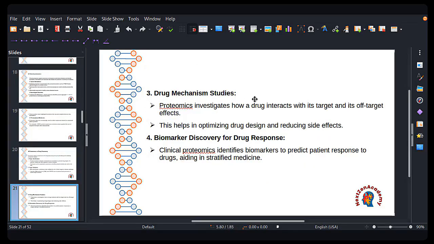Then, drug mechanism study. We can study the drugs. Proteomics investigates how a drug interacts with its target and its off-target effects. We talked about protein-protein interaction; protein-drug interaction we can study, right? This helps in optimizing drug design and reducing side effects. Then biomarker discovery for drug response. You guys are aware of these terms now, like biomarker and their interaction, right?